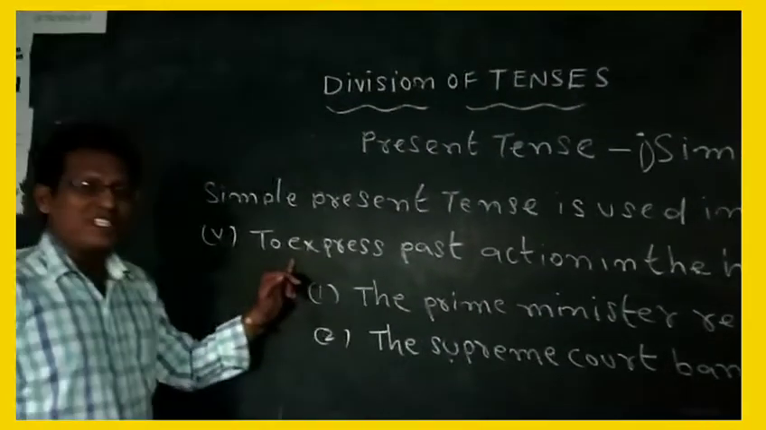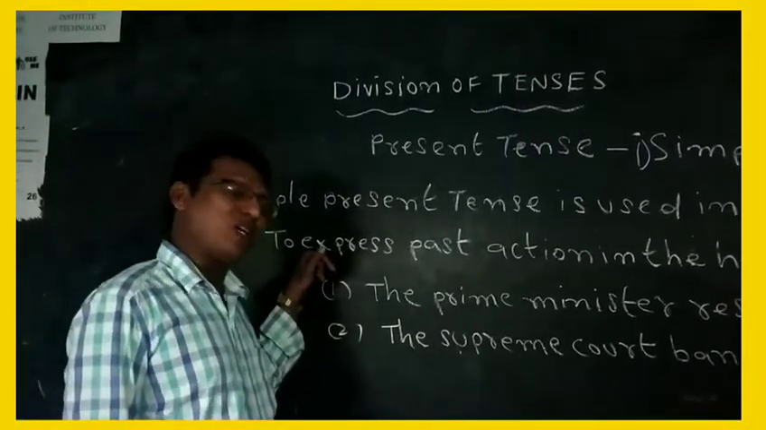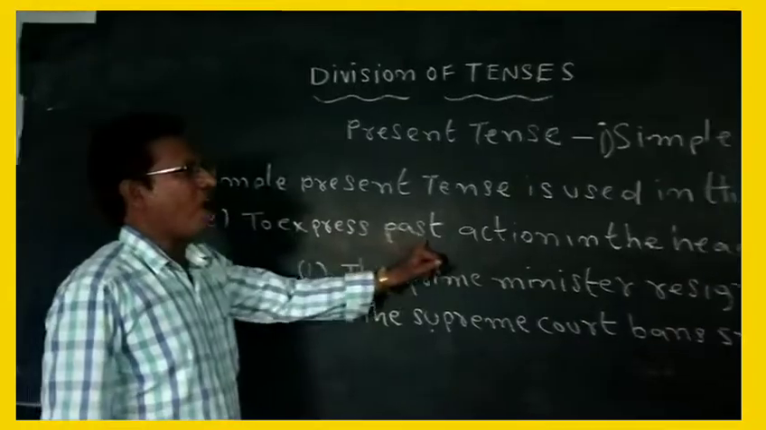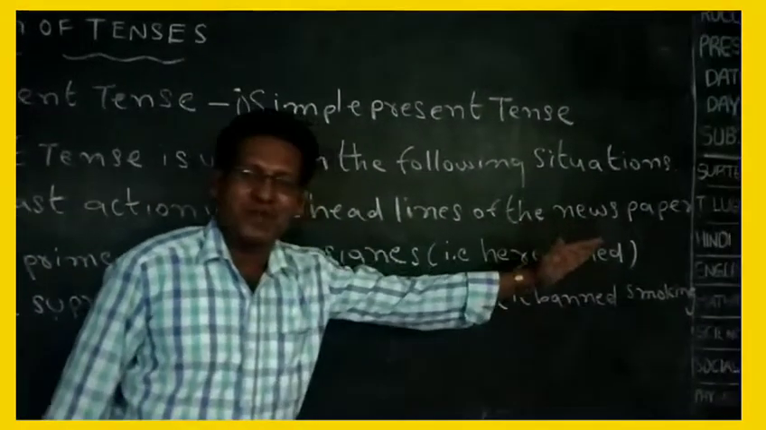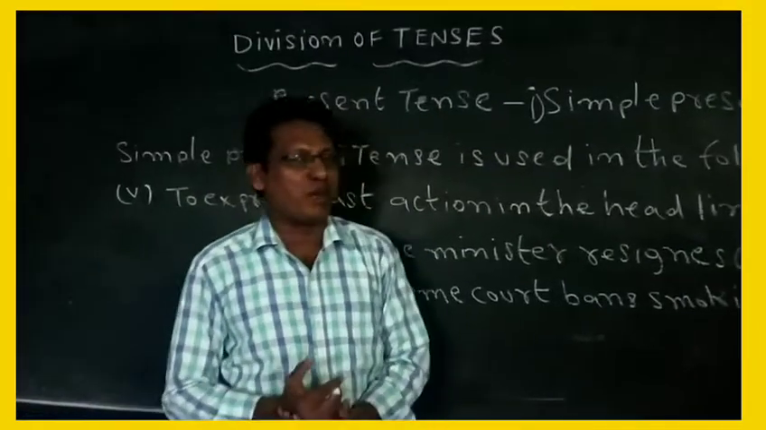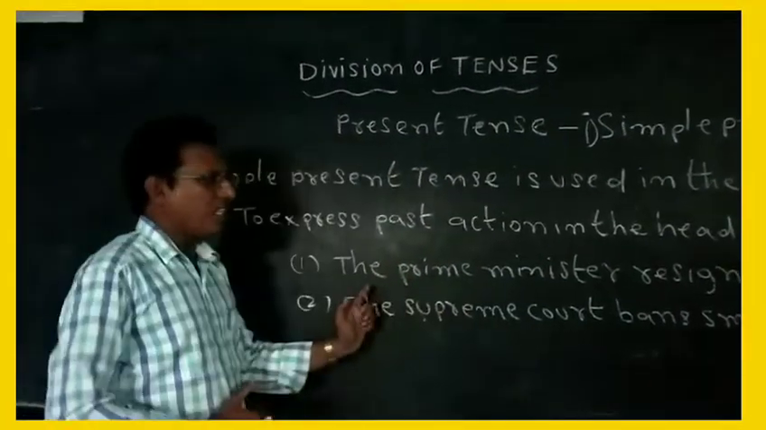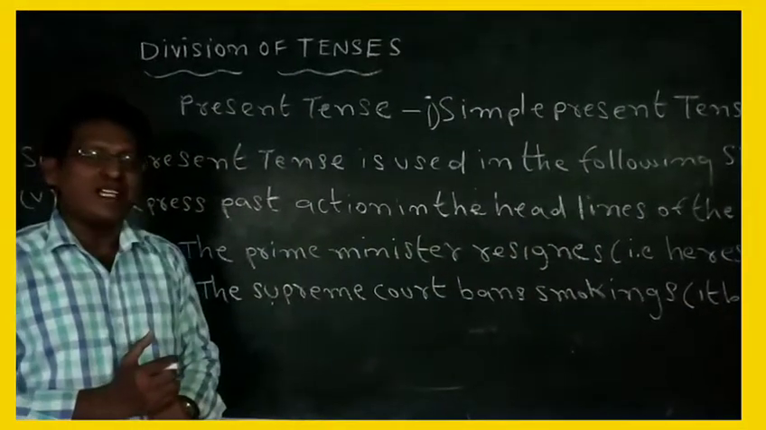Now fifth occasion is, it's very important, you have to know that. I will tell you how it is very important, why it looks something different here. Okay. See, to express past action in the headlines of the newspapers. Generally we have the habit of reading newspapers. Suppose I will tell you one thing. Here I wrote, the Prime Minister resigns. It is simple present tense, right?